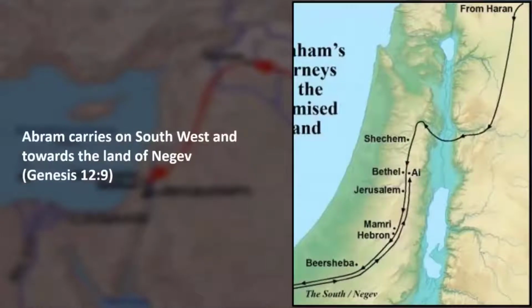Abram carries on southwest and towards the land of Negev. We read this in Genesis 12:9. And so if you take a look beneath Shechem and Bethel and Ai, you can see that this area in the south is called the Negev. It's where Beersheba is.